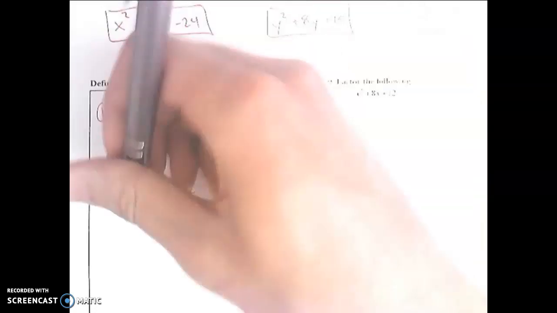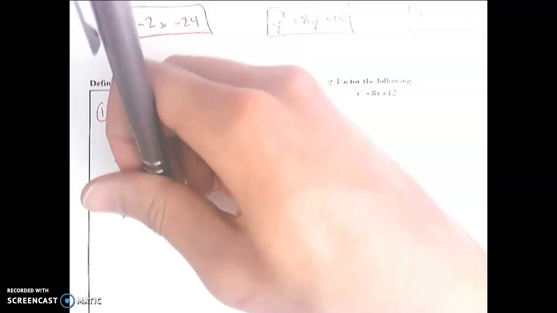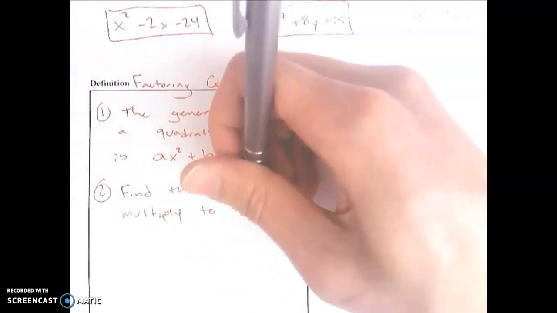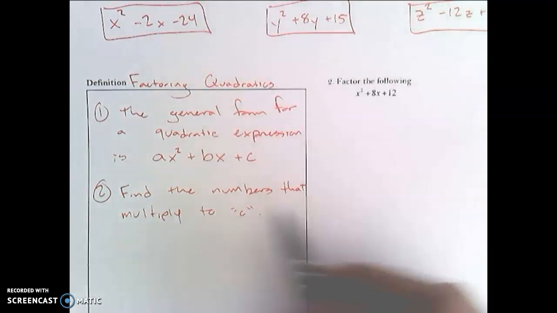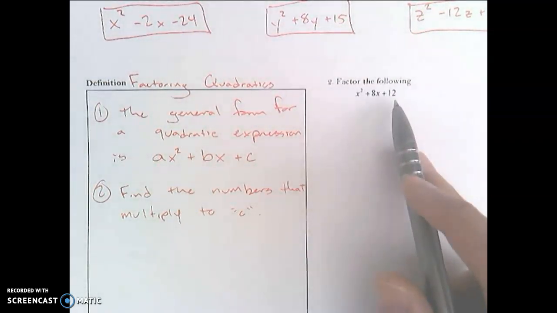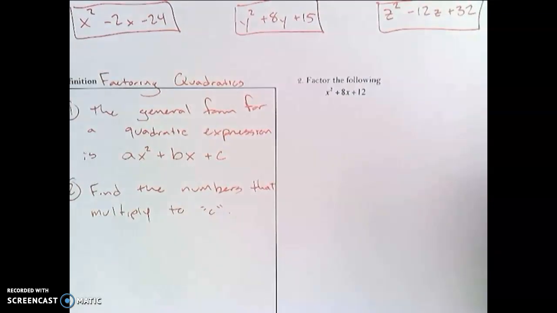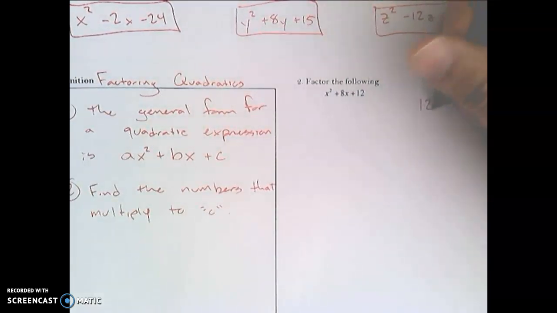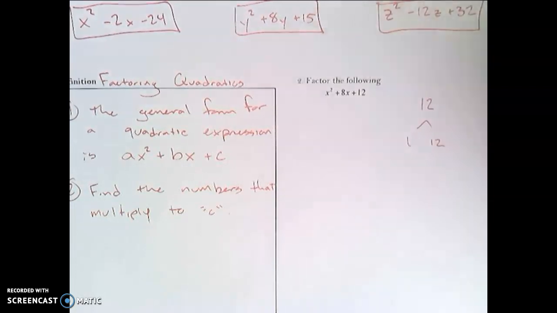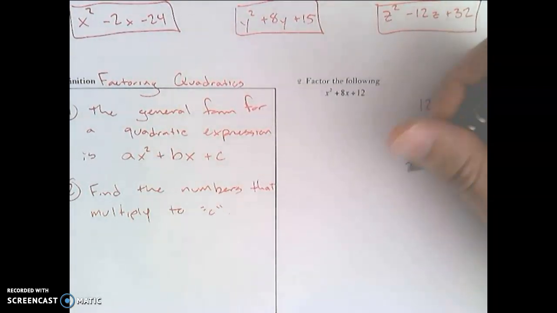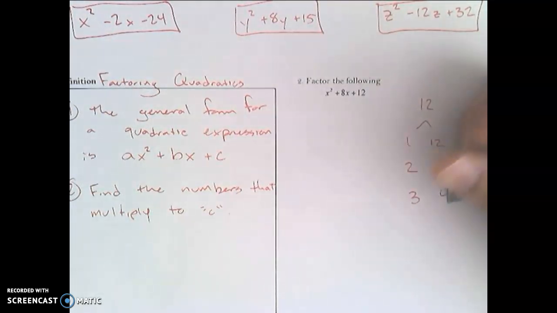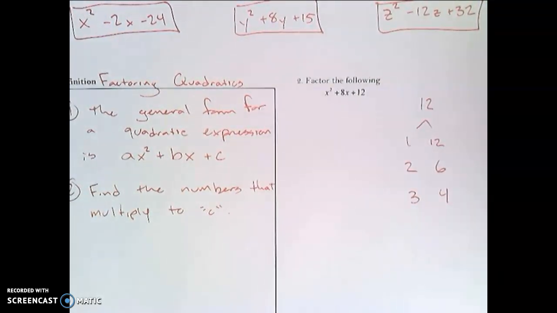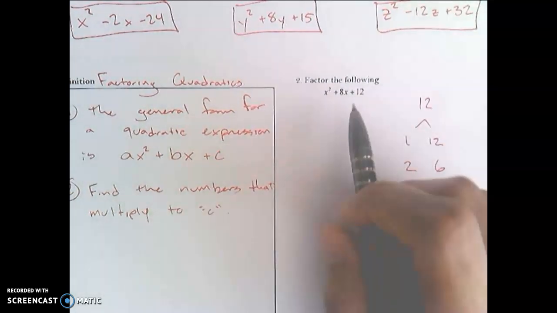In order to factor, this is the second thing, we want to find the numbers that multiply to c. So again, c is just that number that's attached at the end. So looking at this one here, that number is 12. So what numbers multiply to 12? Well, 1 and 12 do. What else? 2 and 6, or 3 and 4. Those are all the factors of 12. So those are all the numbers that multiply to get to this third number here.